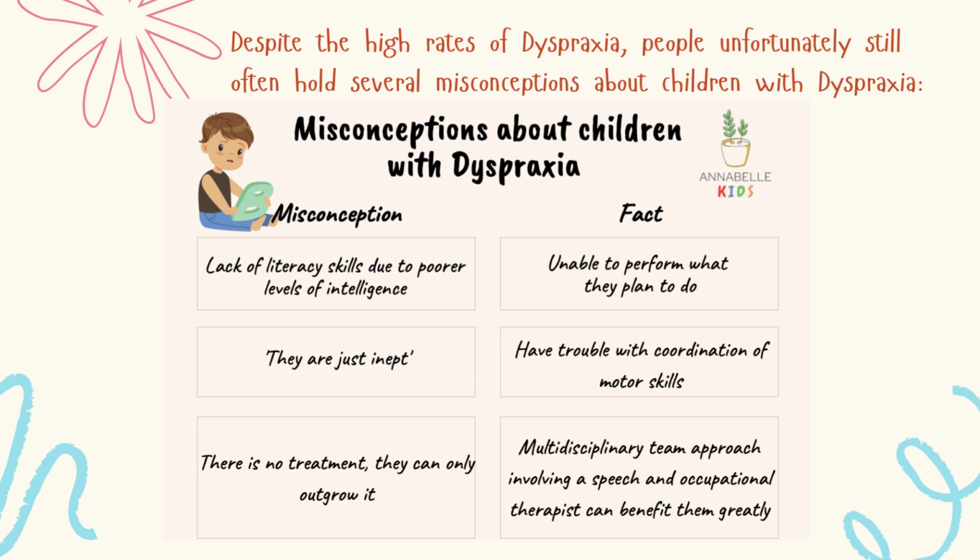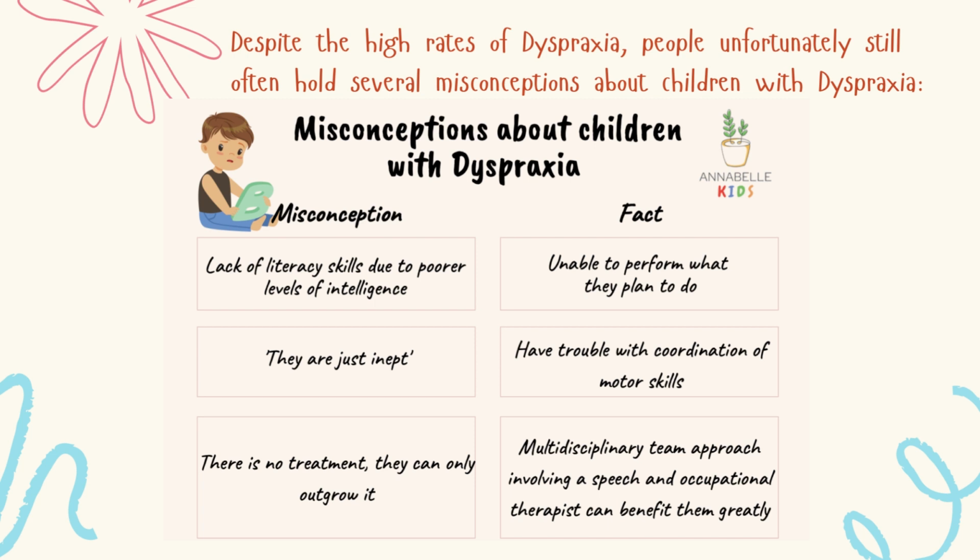The second one is that they are just inept. The surrounding will think they have no skills at all. Actually they do, they only have trouble with coordination of motor skills. It is similar to the first point. They can think. For example, to pick up a pencil, they know to move their hands, to move their fingers to grab a pencil, but they are unable to do it physically because of the coordination problem too.